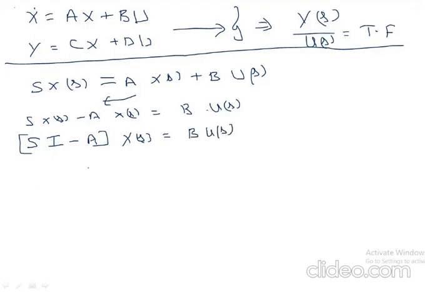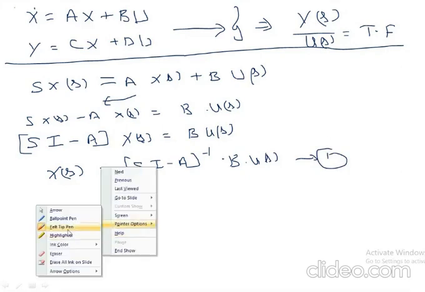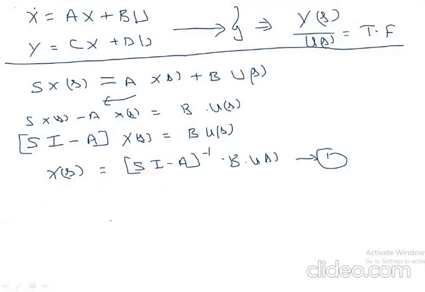Further, you can write x of s is equal to sI minus A whole inverse into B into u of s. Equation 1. Now here the task is you need to derive an expression for Y by U.